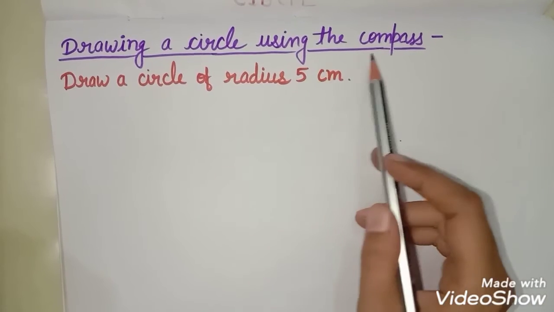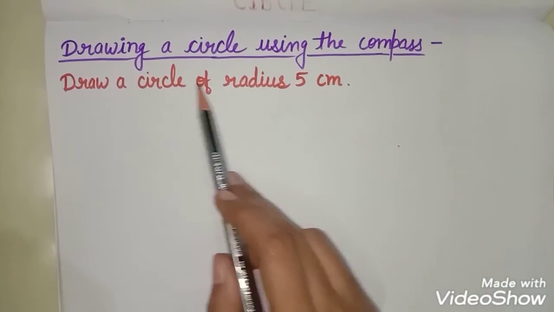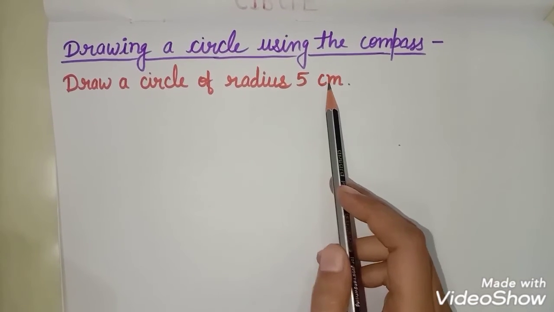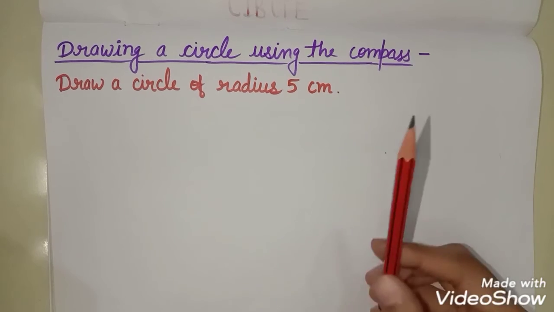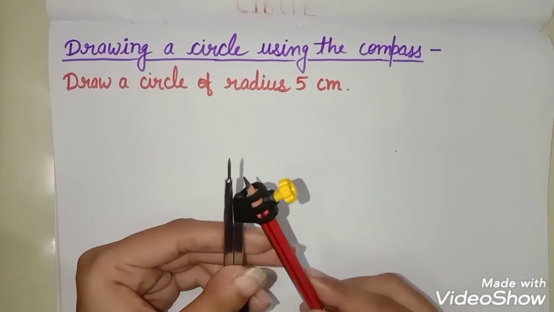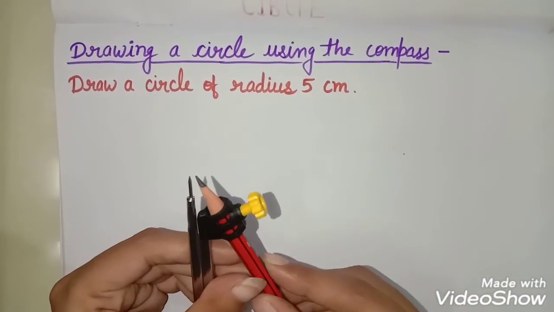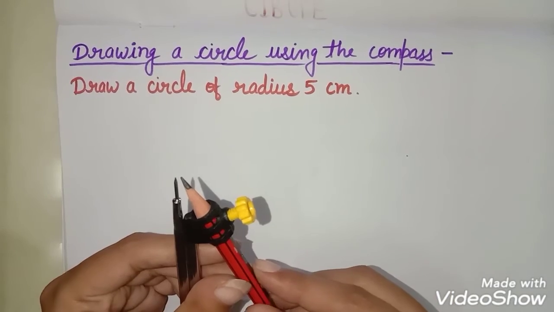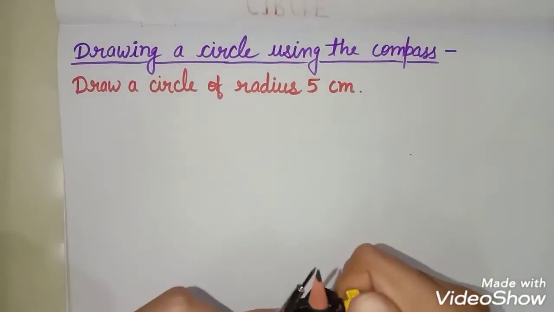You have to draw a circle with the help of the compass. Question is, draw a circle of radius 5 centimeters. So take a sharpened pencil. This is a compass and fix this pencil in it. The needle and this pencil on the same point.